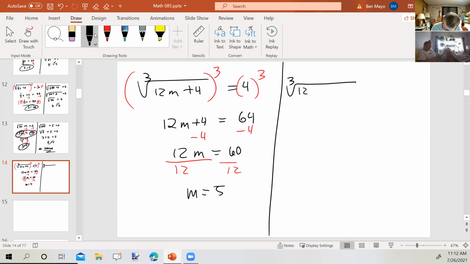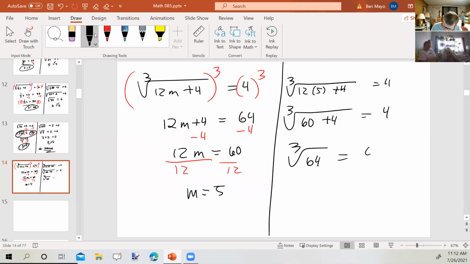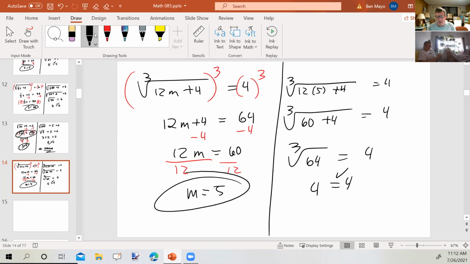The cube root of 12 times 5 plus 4 equals 4. The cube root of 60 plus 4 equals 4. The cube root of 64 equals 4. The cube root of 64 is 4. 4 equals 4 checks. So that is a solution and it works. Any questions there?